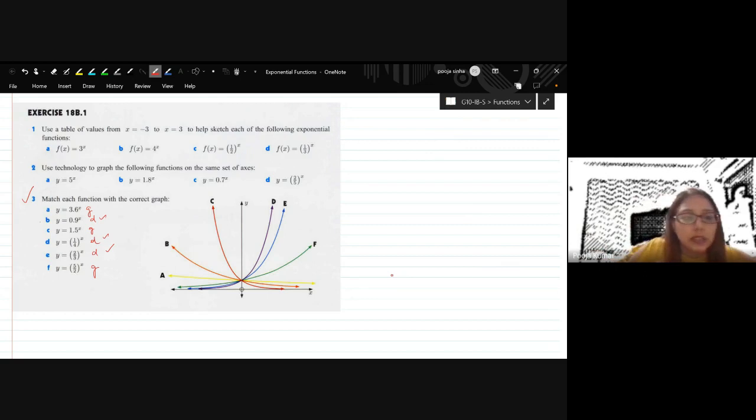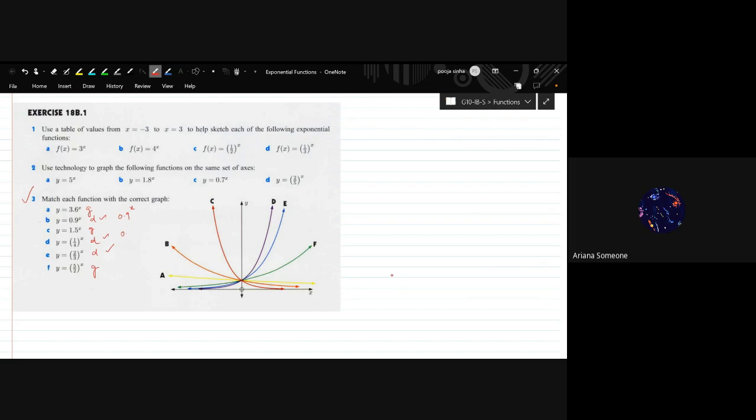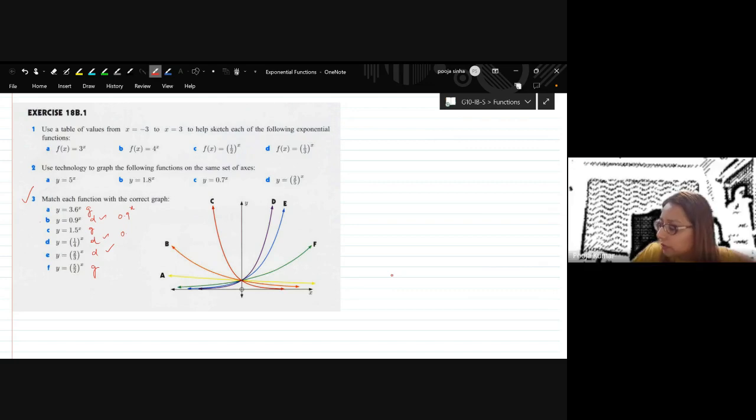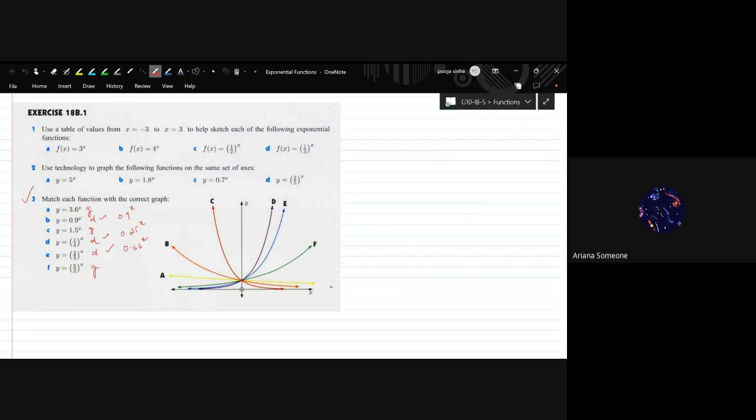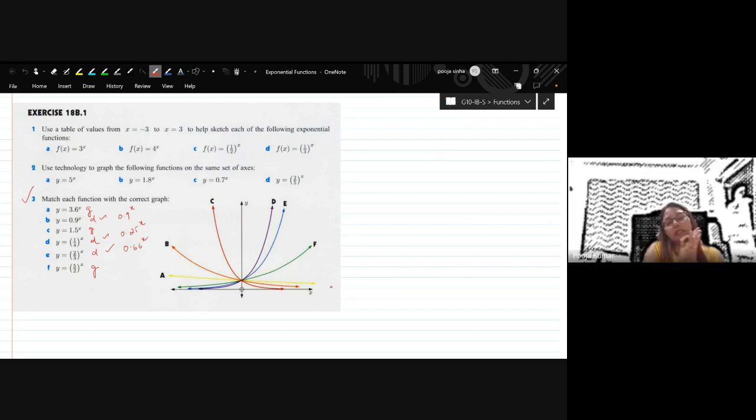Let's figure that out. This is 0.9 raised to power x. This is 1 upon 4, how much is that? 0.25 raised to power x. And the third one is 2 upon 3, which is 0.66 raised to power x. If confused, put it on Desmos and check. We will conclude from there.